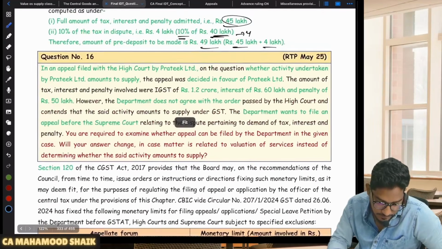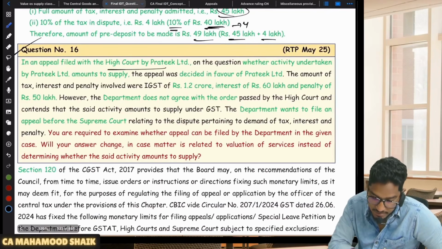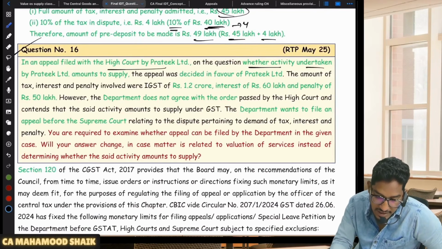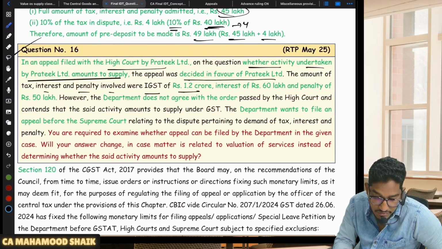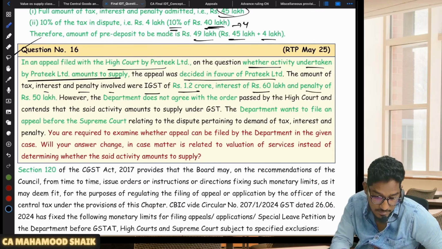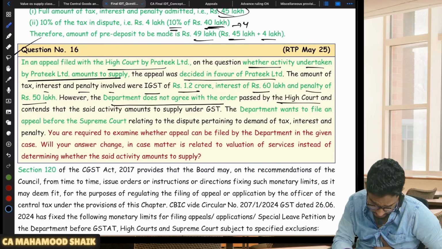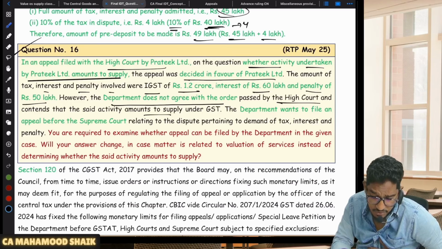Right. Let us do this. In an appeal filed with the High Court by Pratik Limited on the question whether the activity undertaken by Pratik Limited amounts to supply, the appeal was decided in favor of Pratik. The amounts of tax, penalty and interest involved were IGST of 1.2 crore, interest of 60 lakh rupees, penalty of 50 lakh rupees. However, the department does not agree with the order of the High Court and contends that the said activity amounts to supply.